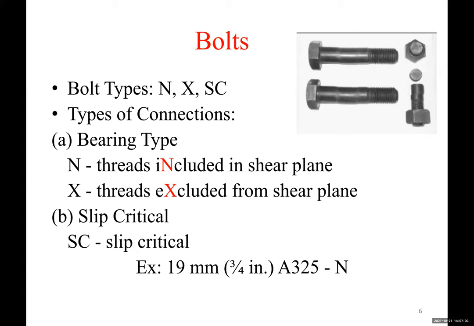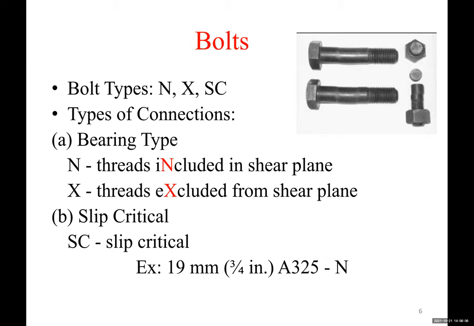Now the bolt types depend on the way we install them and also where the threads are within the load transfer. So we have type N and X and SC, that's slip critical. Type N is basically when the threads are included in the shear plane. That's where the load is transferred between two plates, and X is where the threads are excluded from the shear plane. So if the threads are included, then we have a smaller area to resist the load. So typically the capacity for those is less. If they are excluded, then we have a larger area, then there's higher strength also.